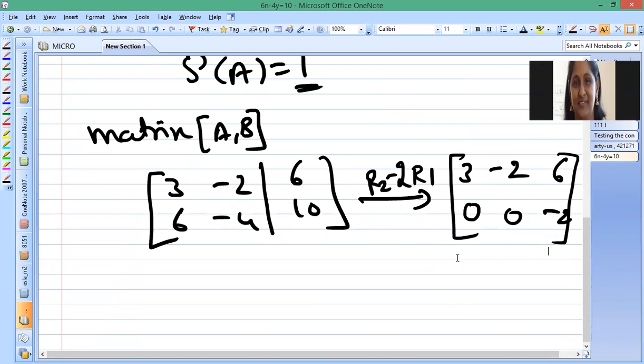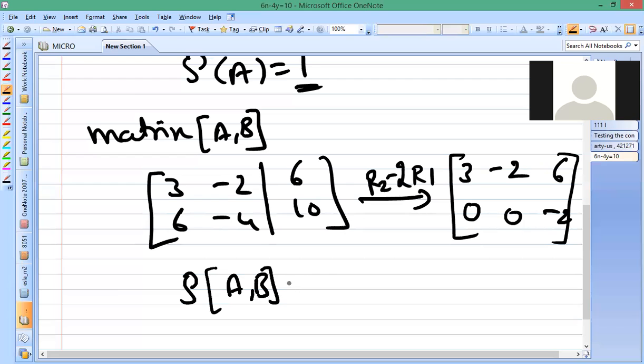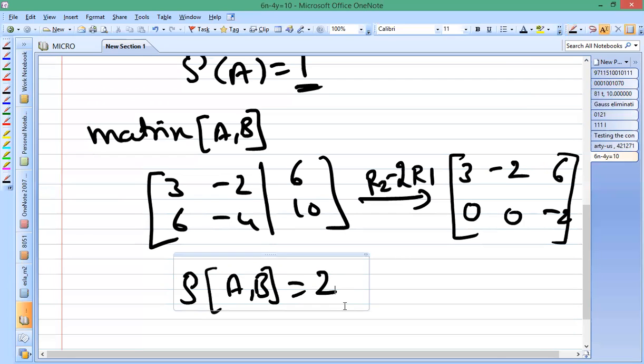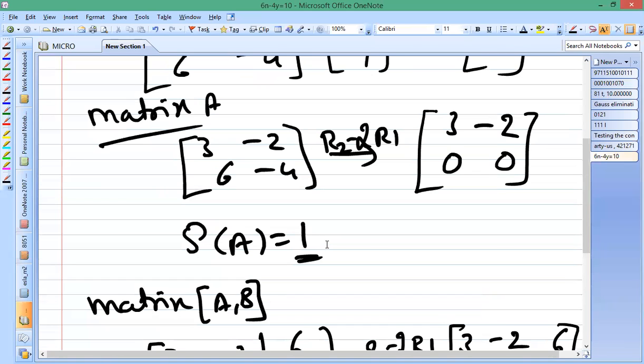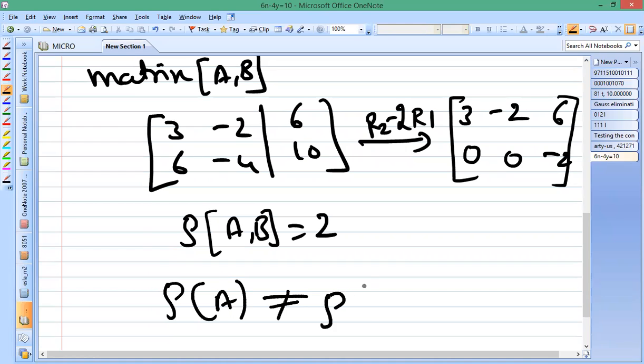So here the number of non-zero rows is how much? 2. So the rank of the augmented matrix A, B is equal to 2. And you can see that the rank of A is 1 and the rank of A, B is 2. So here we can write that rank of A is not equal to the rank of the augmented matrix A, B. What statement can we make? The system is inconsistent and it has no solution.